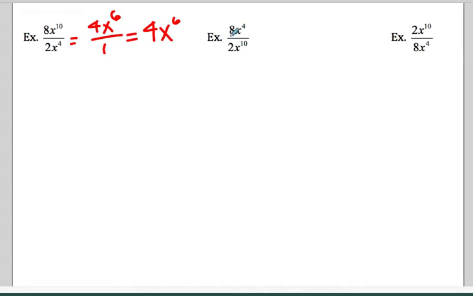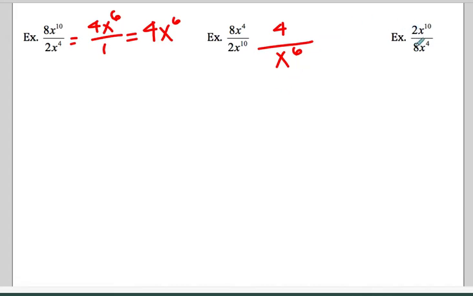Okay, let's see how you did. So 8 over 2, again, is going to reduce to 4. However, this time, we have a higher exponent in the denominator than the numerator. So this time, 10 minus 4 is 6. It's going to be in the denominator.